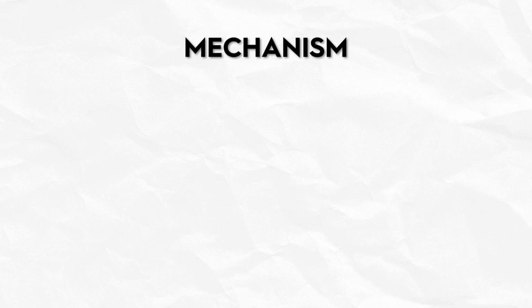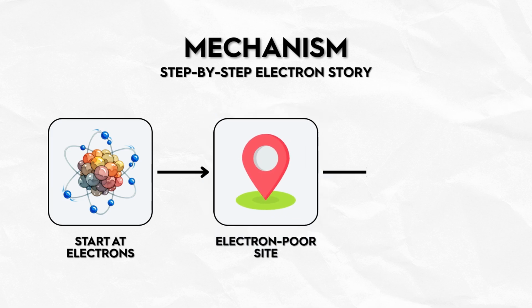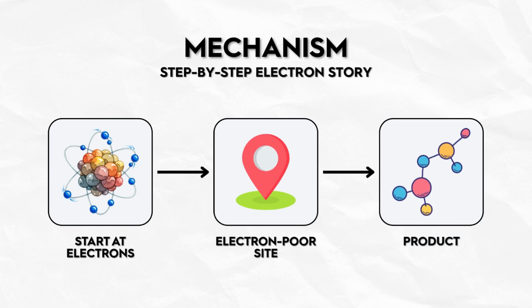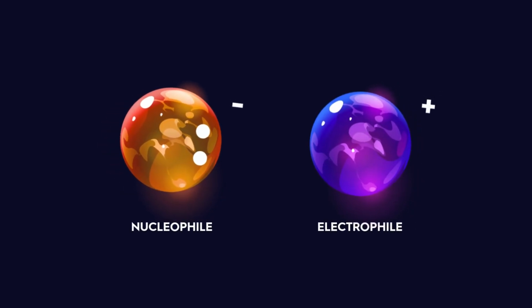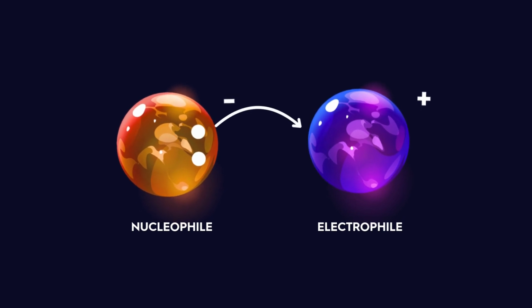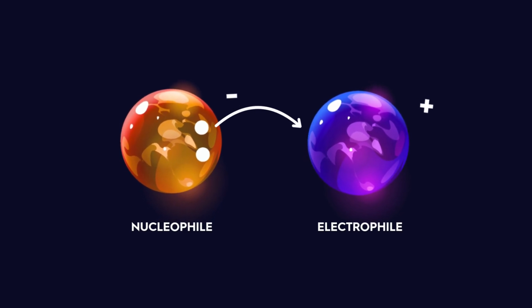To begin, remember that a mechanism is simply the step-by-step story of electrons. Arrows always track electrons. Start where electrons are, end where they go on an atom or in a new bond. Next, think in terms of nucleophile versus electrophile. Nucleophiles donate electrons, while electrophiles accept them. That polarity guides where arrows should begin and end.